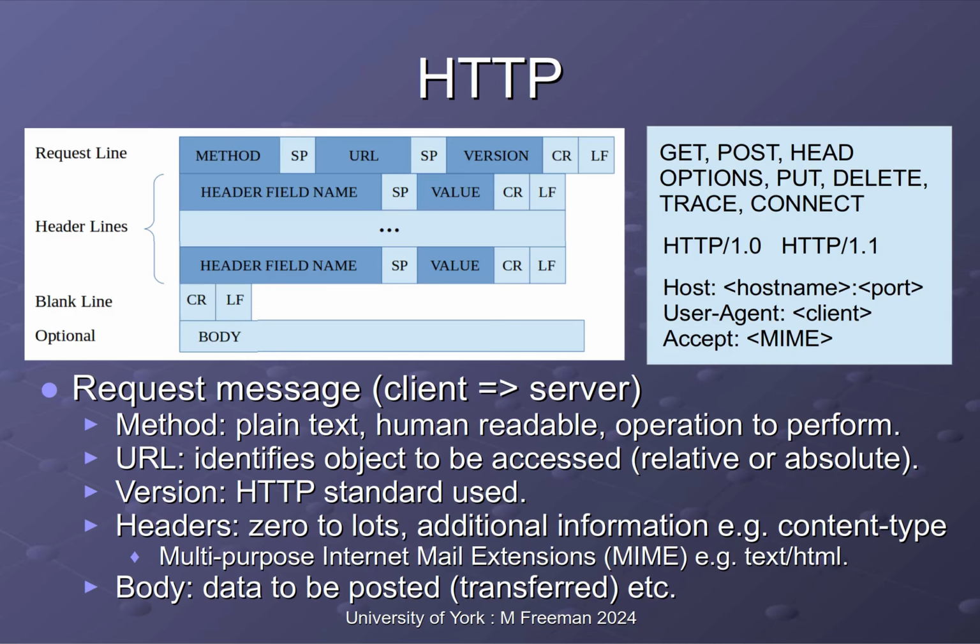So from the client end, you need to send your request to the server, and it will be constructed in this format. So as I say, plain text characters. So the first thing you will send is the method. What do I want to do? Do I want to get a web object or send you some information? Or am I looking to see what the server will support? So the options one here.